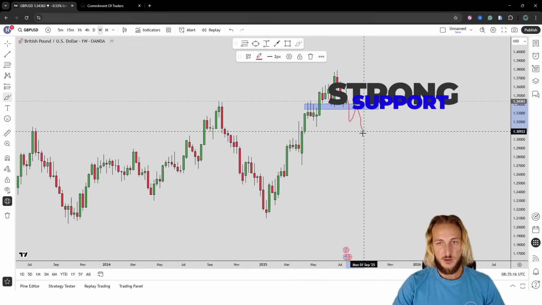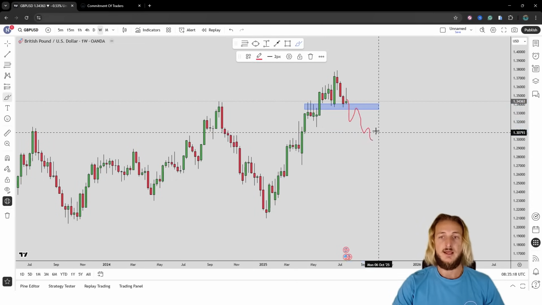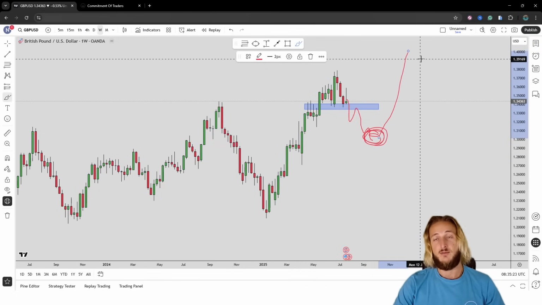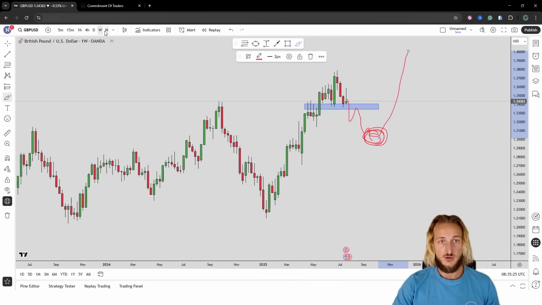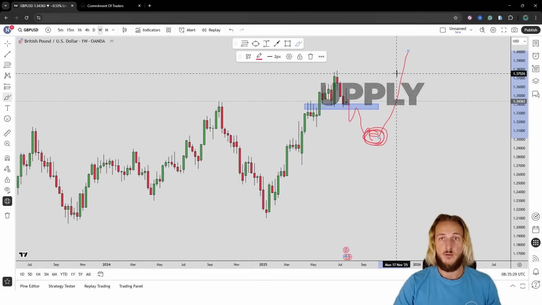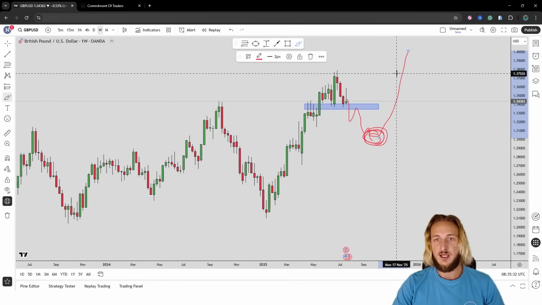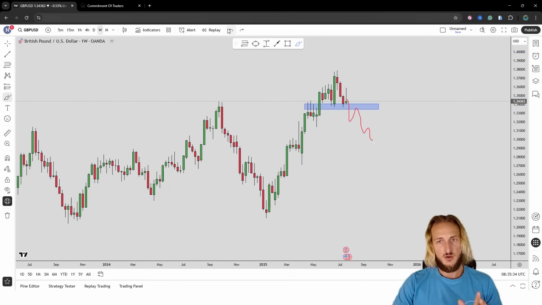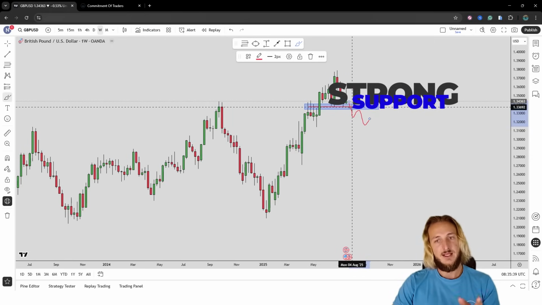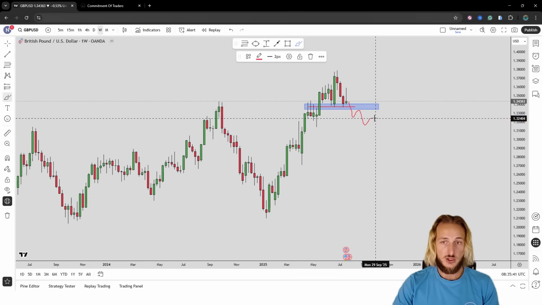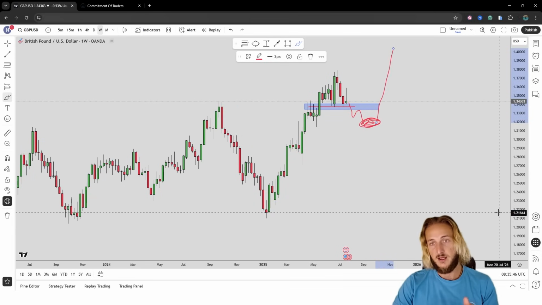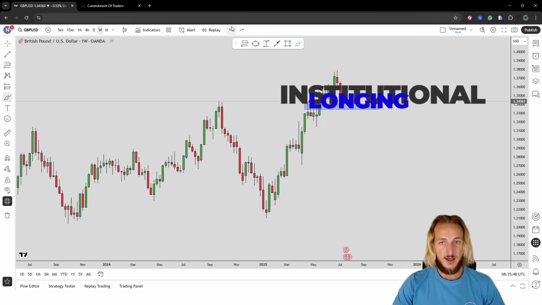Only a break below this zone could create a correction, giving the possibility then for new buyers to enter the market and push the price to that monthly supply and resistance that we have identified, which is also the top of the monthly range that we have identified at the beginning of our analysis. So let's keep in mind that at the moment we are at strong support. If the market wants to go lower, it needs to break below the level, create potentially a fake breakout below the zone, giving the possibility for more institutional buying, potentially pushing the price higher.